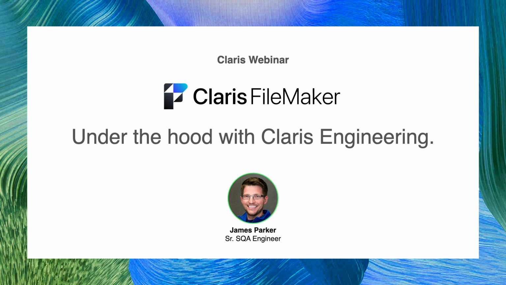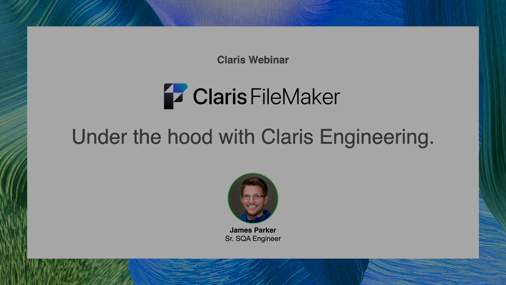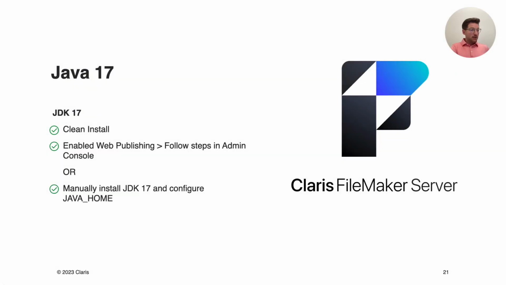shortly. Quickly, I want to go through some possible scenarios that FileMaker Server admins may encounter when installing FileMaker Server 2023. If FileMaker Server 2023 is being installed on a clean macOS or Windows machine, then when going through the process of enabling the web publishing engine in the admin console, the Use Java Development Kit dialog will be presented. The steps in the dialog will guide the admin through downloading the Java 17 JDK from Adoptium and uploading it into the FileMaker Server folder.